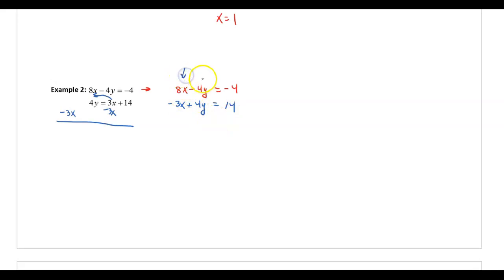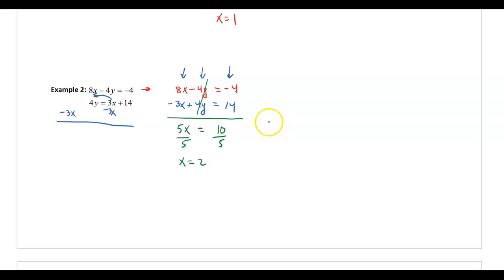Now, if you look, I have my equations written in standard form. I have my x's aligned. I have my y's aligned. And I have my constants aligned. So I check right away. If I add my x's, do I get 0x? No. If I add my y's, do I get 0y? Is negative 4y plus 4y going to give me 0? Yes. Which makes this real easy now. 8x minus 3x is 5x. The y's eliminate, equals negative 4 plus 14 is 10. I'm going to go ahead and divide by 5, and x is equal to 2.